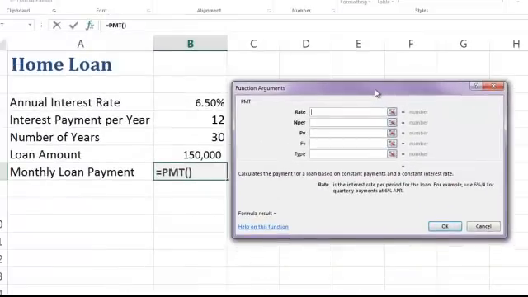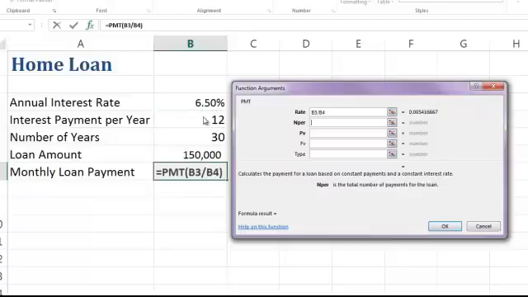The first argument is the interest rate. So the interest rate for the full year in this case is 6.5% from cell B3. I do need to divide this interest rate by the number of payments that I'll make each year. In this case, that is 12 payments or one payment per month.